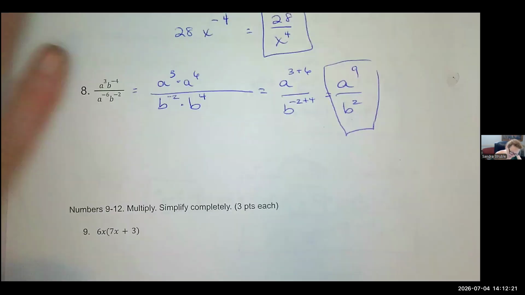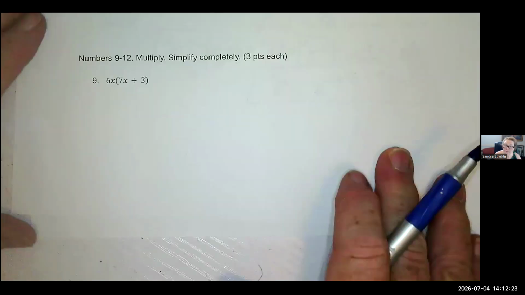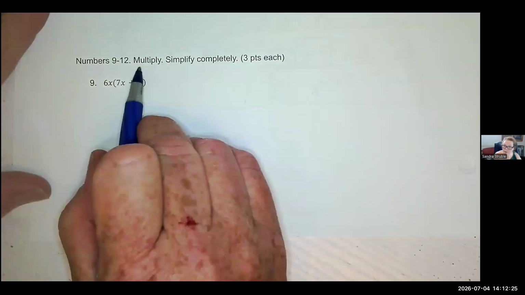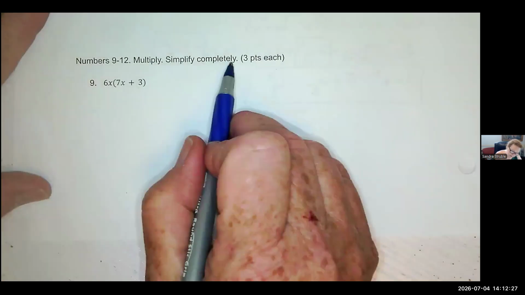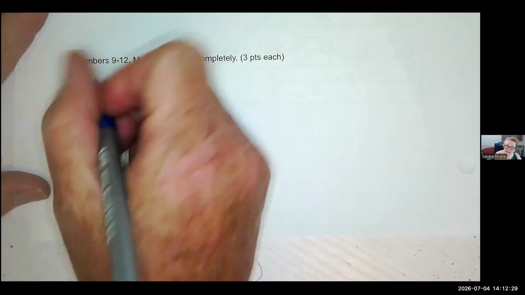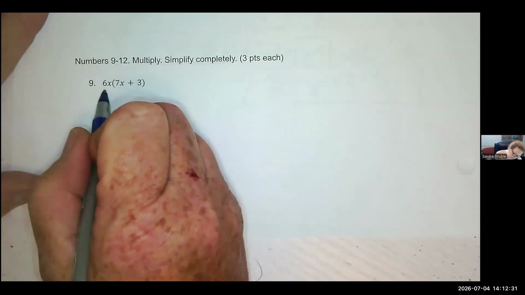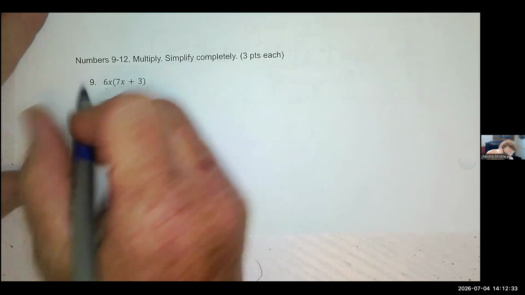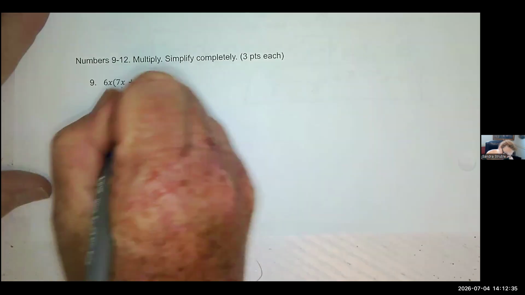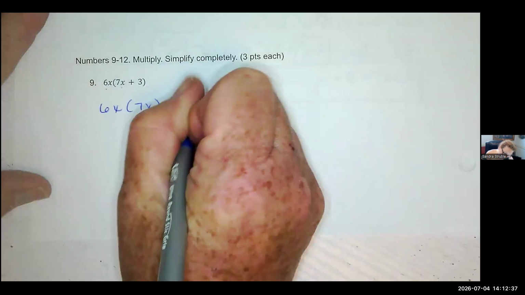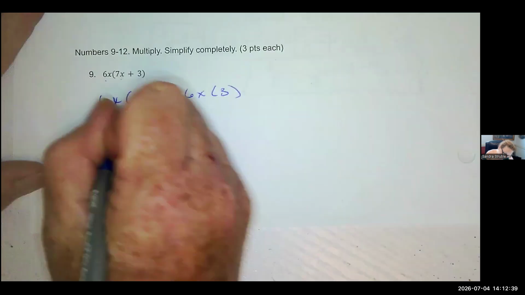Last one on page 2. Numbers 9 through 12. Multiply, simplify completely, and they're worth 3 points each. For this one, we've just got to distribute that 6x times the binomial. So this is the same thing as 6x times 7x plus 6x times 3, which is 42x squared plus 18x.